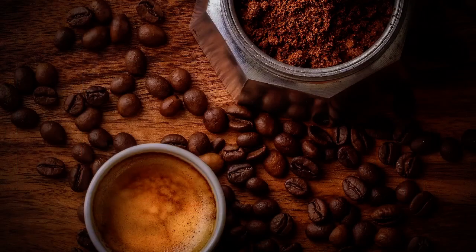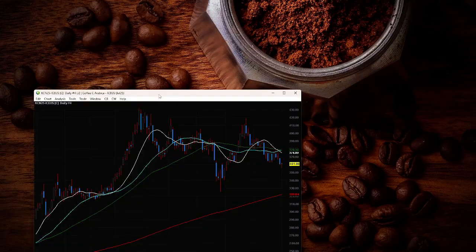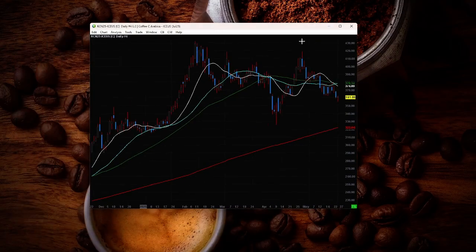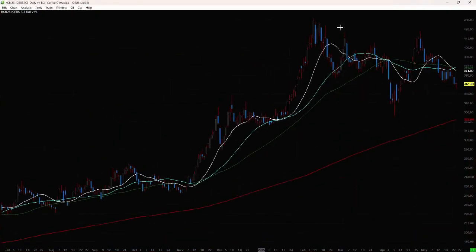Let's look at a daily now, and then we'll go into intraday to kind of understand how this works. Okay. So this is a daily chart of coffee.